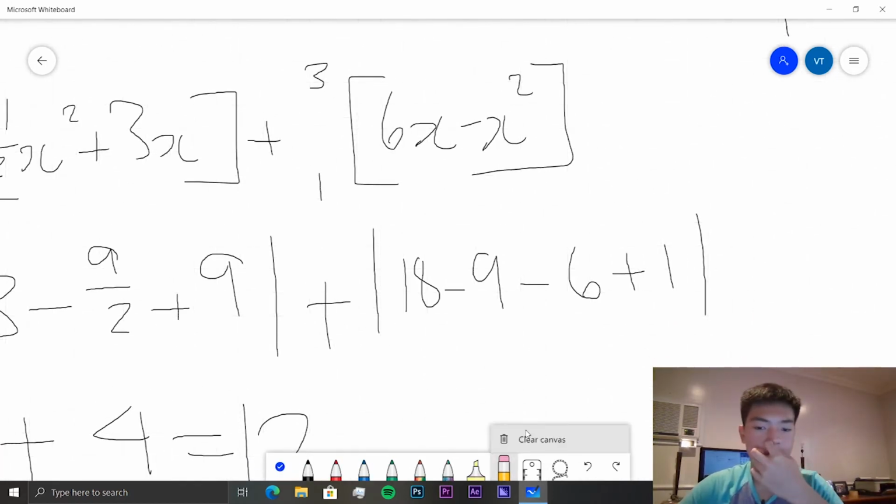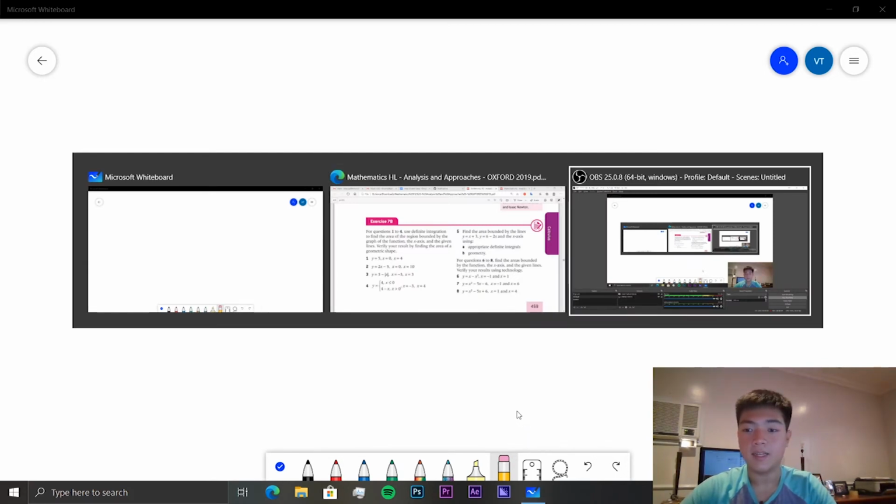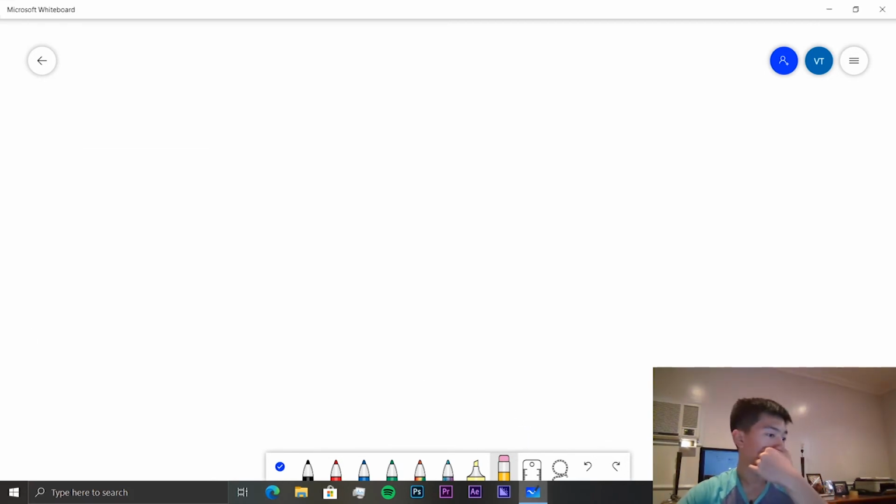Okay, on to the next one. And the next one involves finding the areas bounded by the function, x-axis, and the given lines.